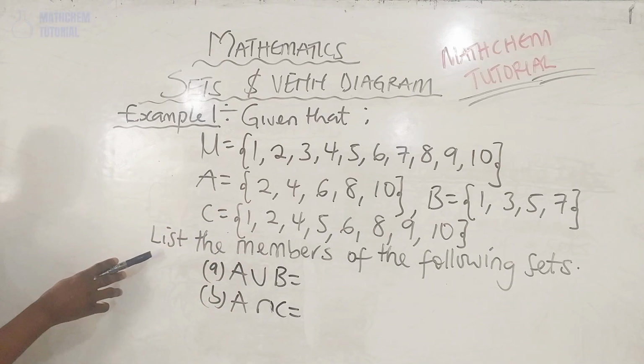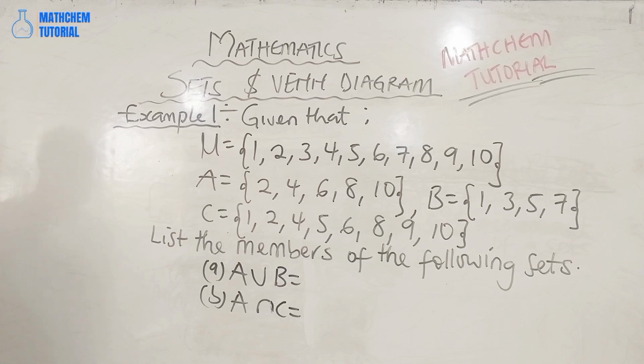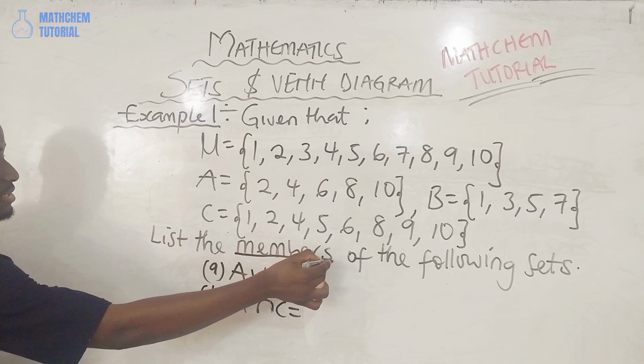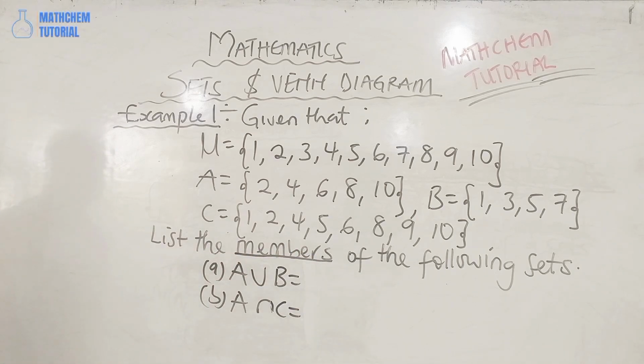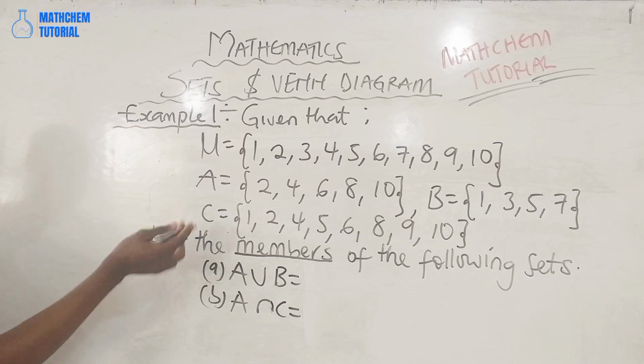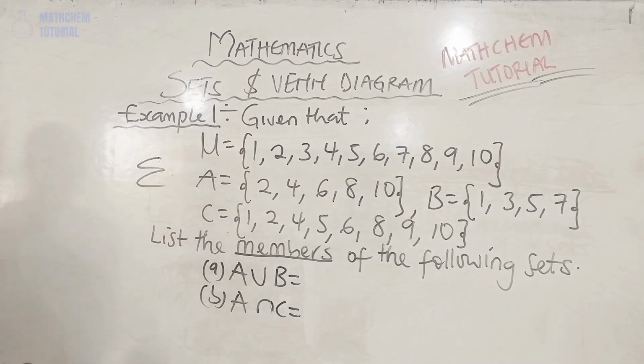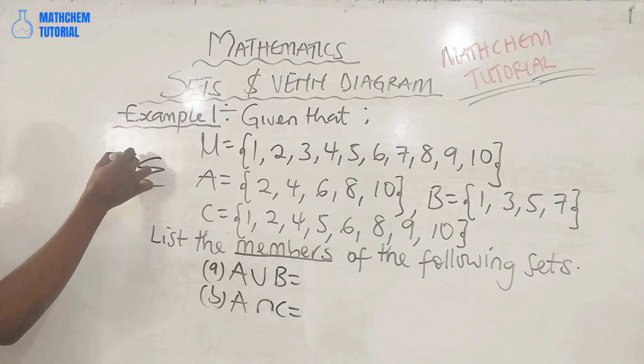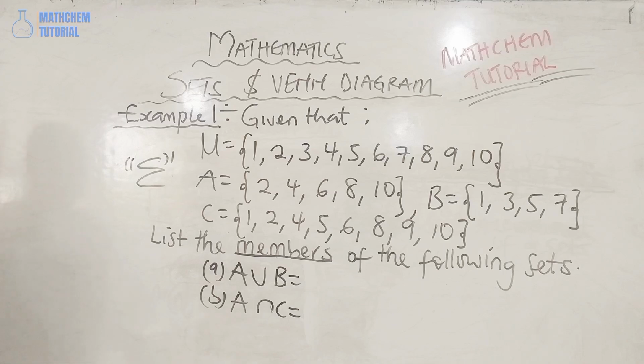So the real question now says, list the members. Remember that the word members also means elements. So whenever you see members, it's still the same thing as elements. And the symbol for element is this. So whenever you see this symbol in mathematics, it represents a member, or you call it an element. So list the members of the following sets.